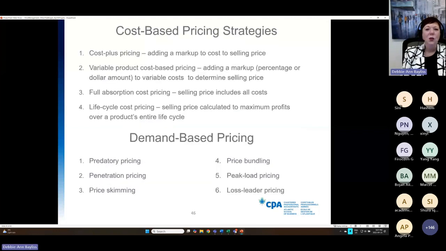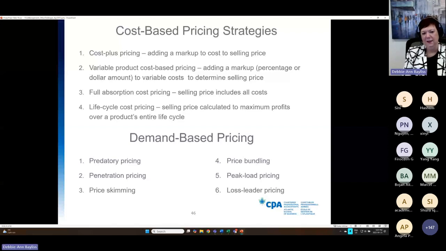When it comes to pricing strategies, make sure that you understand what those strategies are and when they are appropriate to use. Cost-based pricing, variable product cost-based pricing, full absorption, so that your selling price includes all of your costs, including fixed, because ultimately that's the pricing you want to look at. Life cycle. Demand-based pricing. Understand what those are and when they would be appropriate.